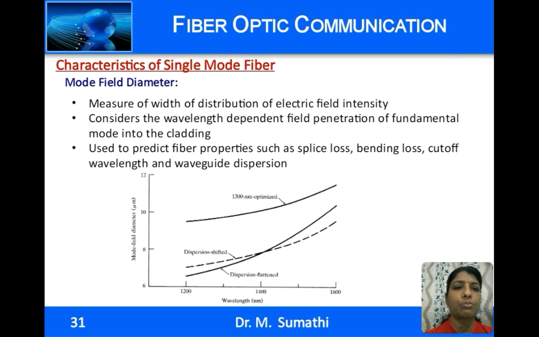Next, moving on to mode field diameter. We know for a single mode fiber, the energy of a pulse is not concentrated in the core itself, it is spread into the cladding also. So mode field diameter is a measure of the width of distribution of electric field intensity, and it is used to predict fiber properties such as splice loss, bending loss, cutoff wavelength, etc. And this graph over here shows the mode field diameter for the various wavelengths for the different types of fibers.